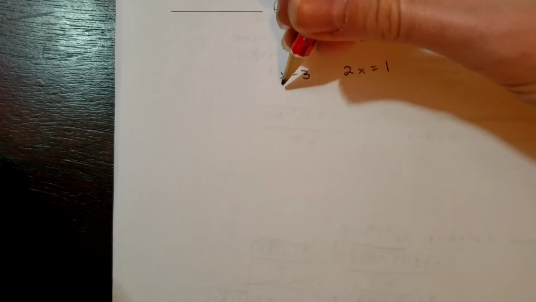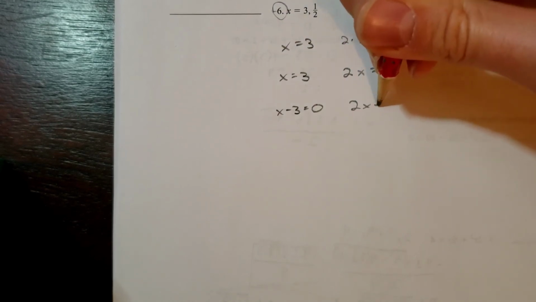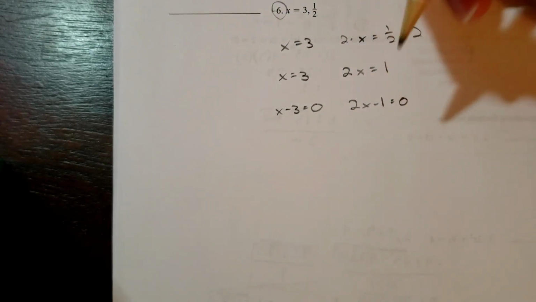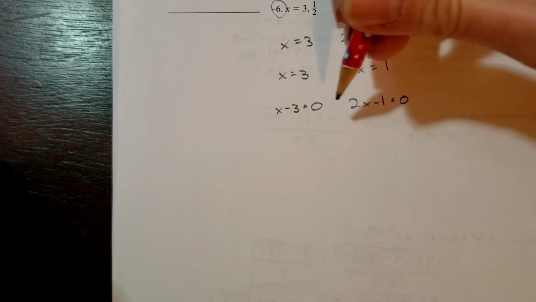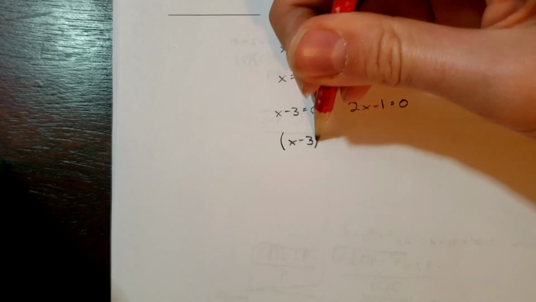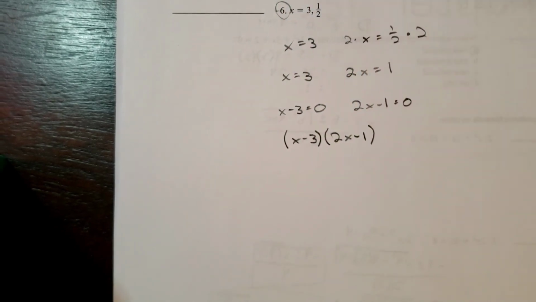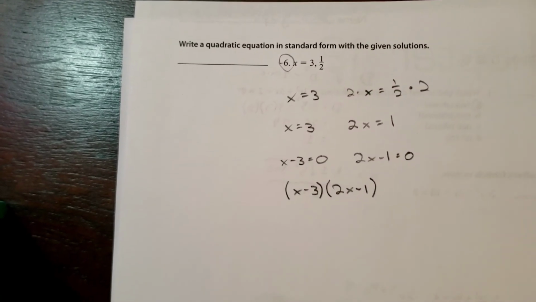We're going to subtract both of these, so I've got x minus 3 equals 0, and 2x minus 1 equals 0. These are now my factors. Again, we're just working backwards. Foil that, give me the expression.